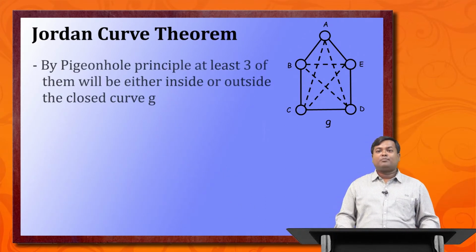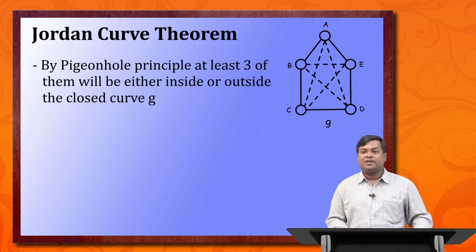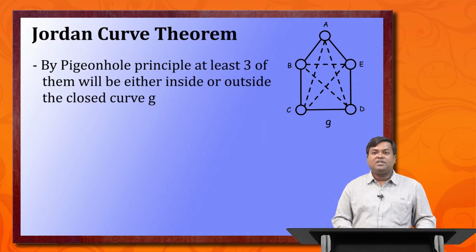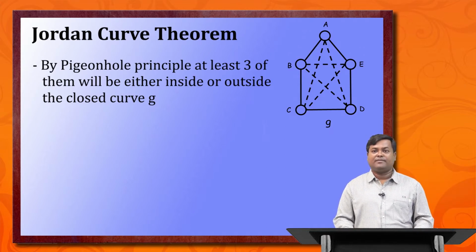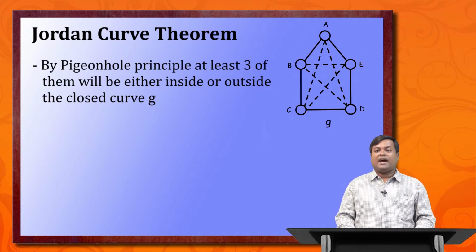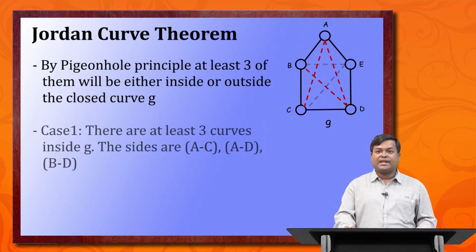Now by the pigeonhole principle, out of these 5 dotted edges, we can always say that at least 3 of them will be either inside or outside the closed curve. That is very obvious, because if we have 5 different balls and we have 2 different pockets, then definitely one of the pockets will contain at least 3 balls. So that's the basic idea of the pigeonhole principle, and it's a very famous principle in mathematics. So using that, let's assume that either 3 of them are inside or outside. So in case 1, there are at least 3 curves inside G.